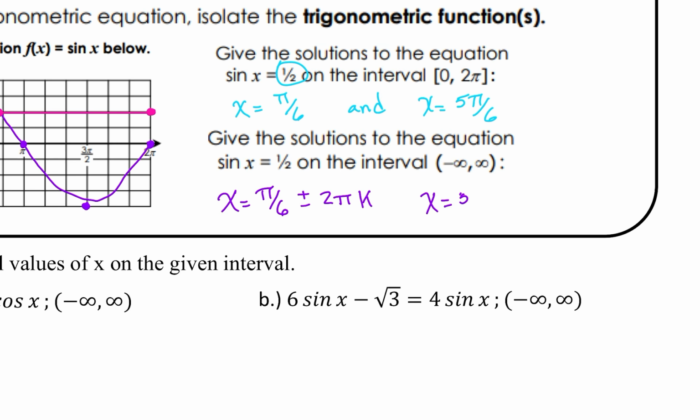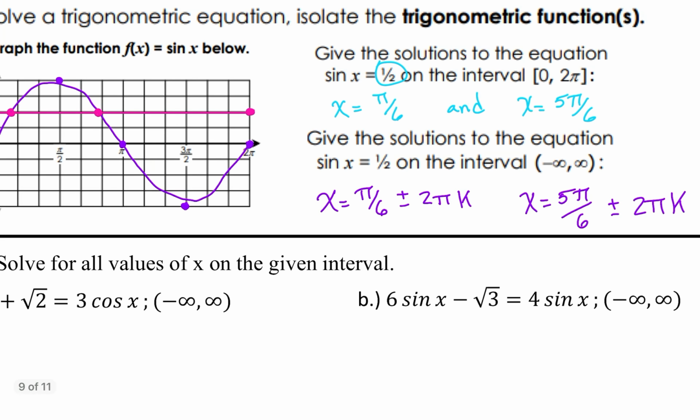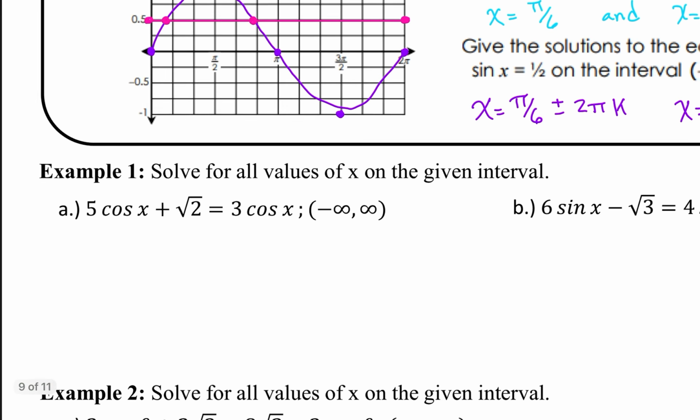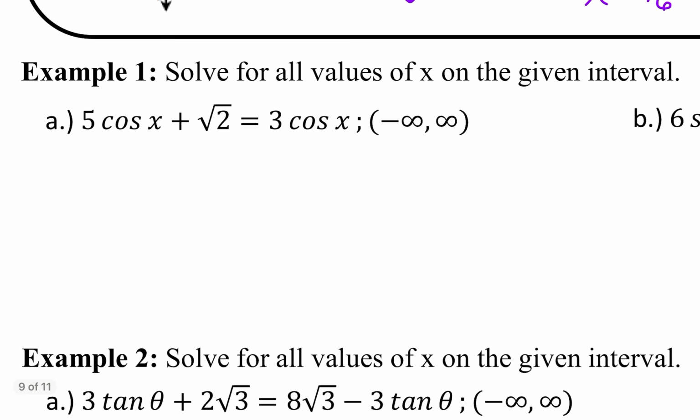Likewise, that also makes an answer over here. x can be equal to 5 pi over 6 with the exact same conditions. If I add or subtract 2 pi any k number of times, you're going to get an answer that comes up to 1/2 again. So being mindful of what interval they're asking you to look on is very important. So let's take a look at this first one here.